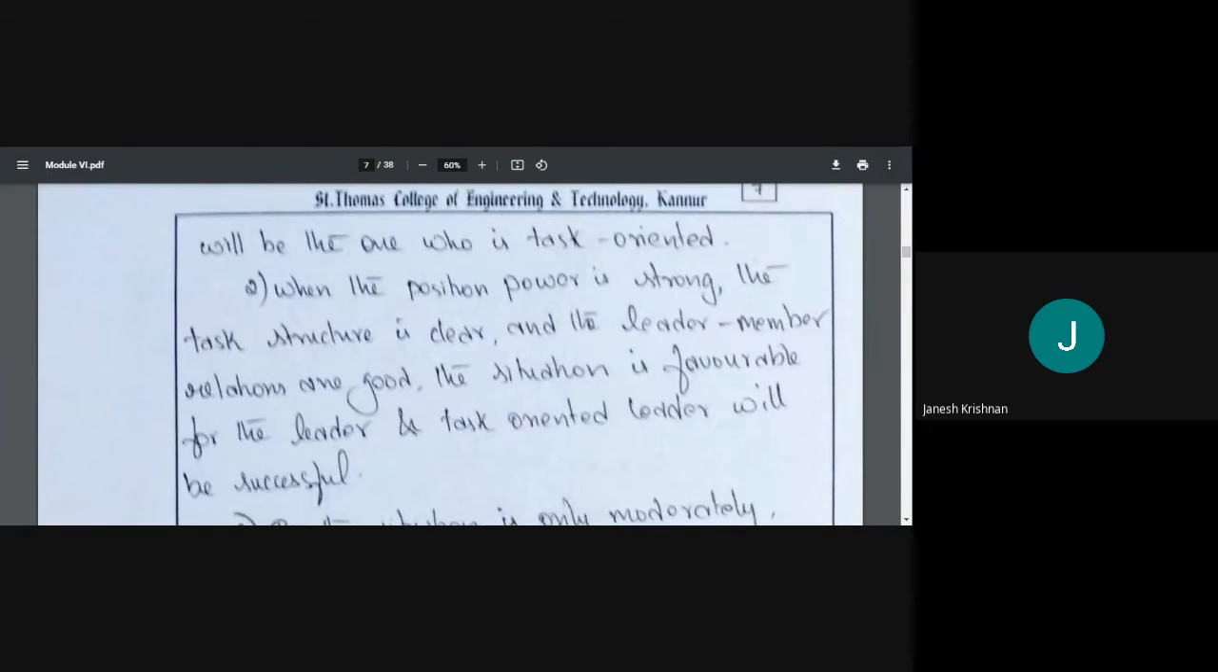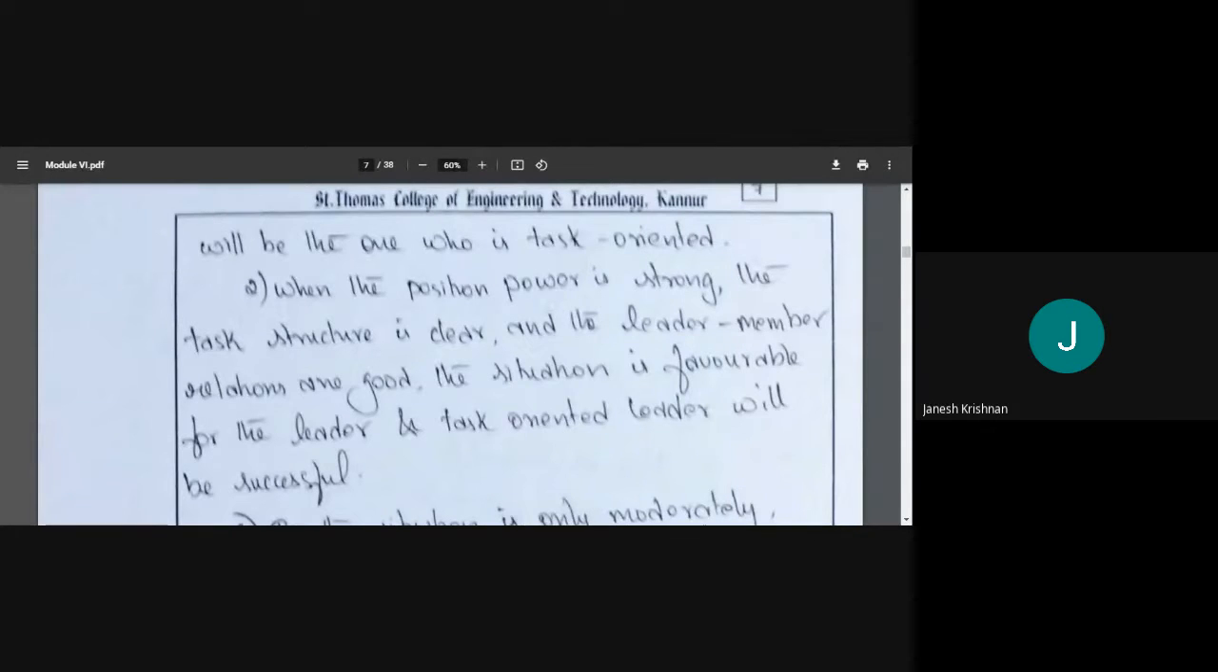All right. What is the second case? Second case, the position power is strong. So you have power. The task structure is clear. Again, everything is very clearly set out, and the leader member relations are good. So all the three dimensions are positive. The situation is favorable for the leader. So if you are the leader, you are in a very good position. You have the power, you have a clear-cut task structure in front of you, and you have a good relation with your group members also.